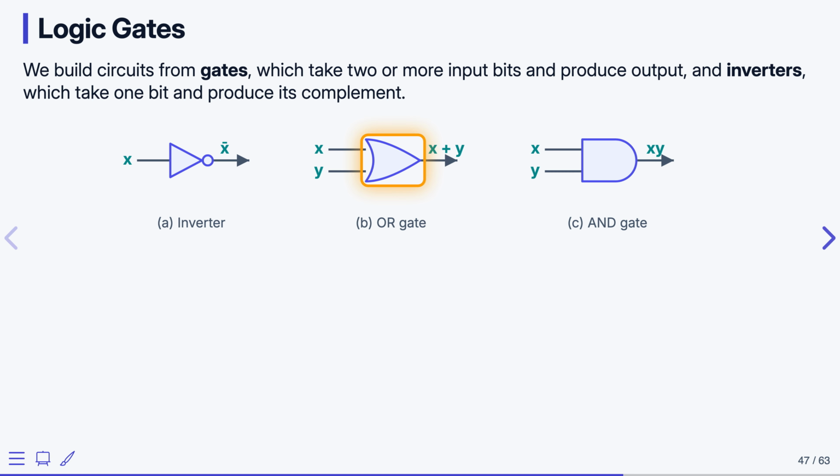The middle shape is the OR gate, with the curved back. It takes two inputs and gives their Boolean sum, x plus y. The last shape is the AND gate, with the flat back and the round front. It takes two inputs and gives their Boolean product, xy. Every circuit in this chapter is made from just these three shapes.